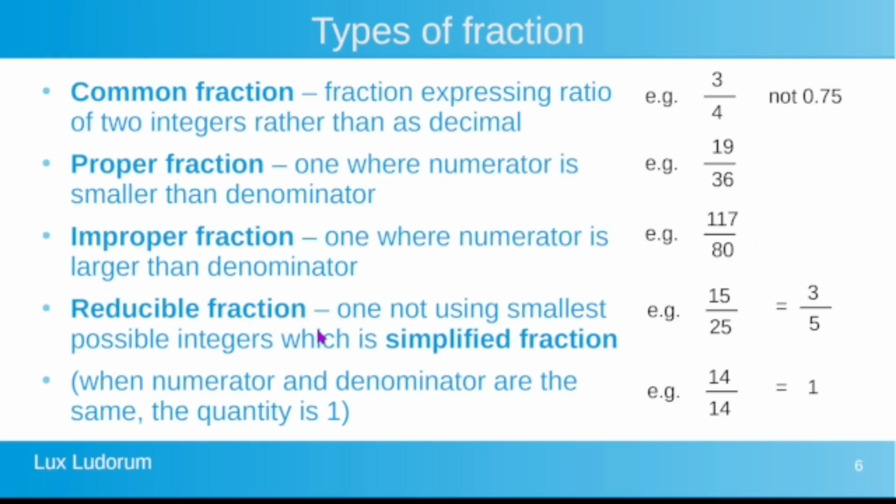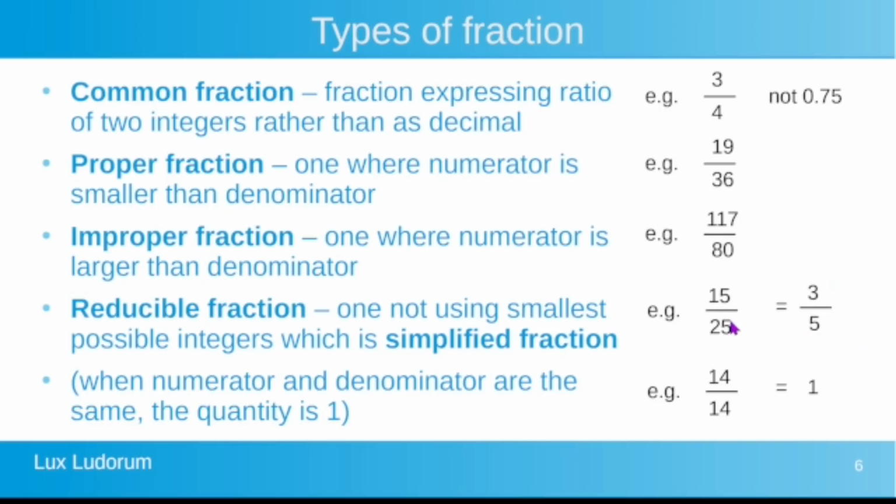A reducible fraction is one that doesn't use the smallest possible integers. If it did, it would be a simplified fraction. For example, 15/25, these numbers can be made smaller and it can remain equal or unchanged in amount. It can be written as 3/5. We'll look at how to do that in a minute.